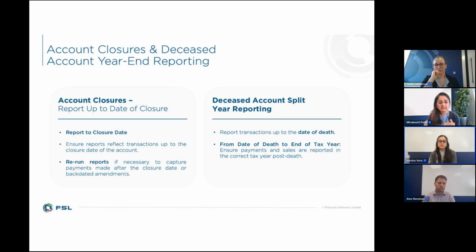The other one that we've got is the deceased account and the split year reporting that's involved for deceased accounts. As you're aware, you report transactions up to the date of death, and then you have a separate report that goes from date of death to the end of tax year. Again, it's worth ensuring that the payments and sales are being reported in the correct tax year, but also in the right part of the reports, whether it's before death or after death, and that they're showing correctly. This is where you'll get things like ERI payments causing an overlap, where they could have gone ex just before the date of death, but the payment should actually now be reflected on the post-death report.